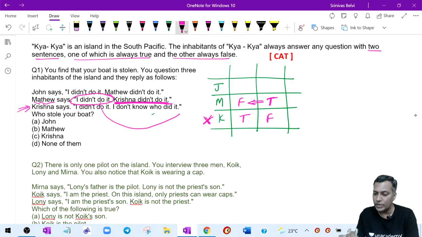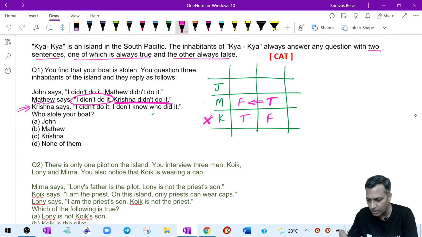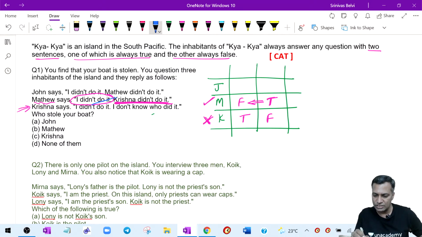If "I didn't do it" is false, then what is the truth? He is the one who has stolen it. Matthew is the one who has stolen it. Okay, just in case you want to understand that the puzzle is getting completed, check this now. Two things you know, something about Matthew, something about Krishna. Go through that and check it.